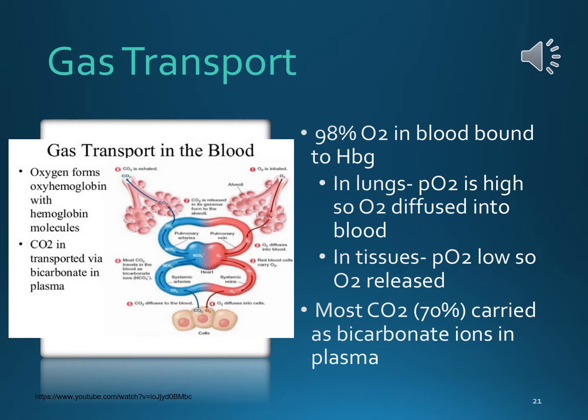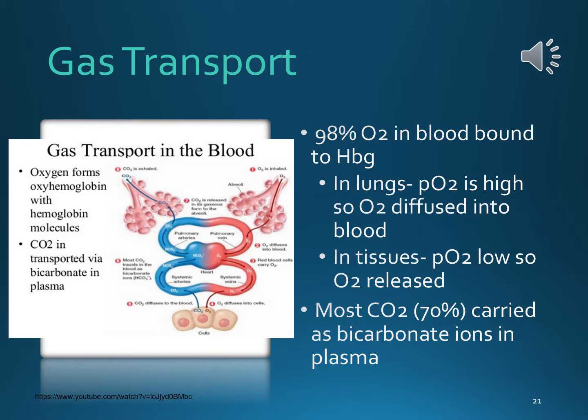Gas transport is the movement of oxygen and carbon dioxide in the body. 98% of the oxygen in our blood is bound to hemoglobin. The term PO2 stands for the partial pressure of oxygen in the blood, and likewise the term PCO2 stands for the partial pressure of carbon dioxide in the blood.